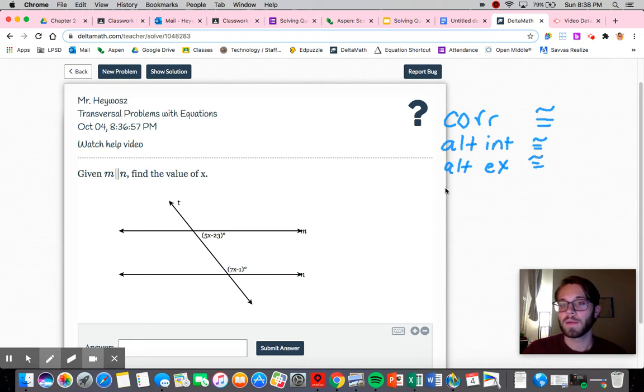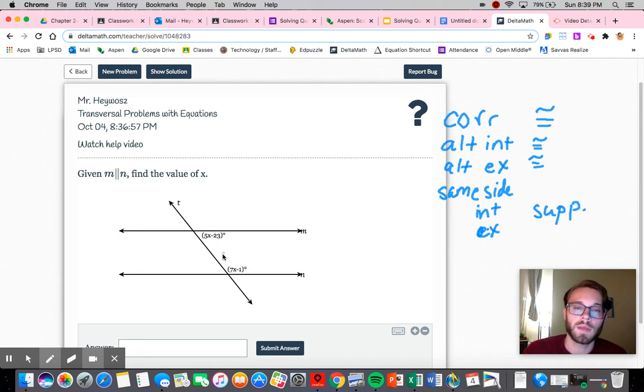We could have same side. So we could have same side interior, or we could have same side exterior. And both of those are going to be supplements. So as a reminder, that just means they add up to 180.